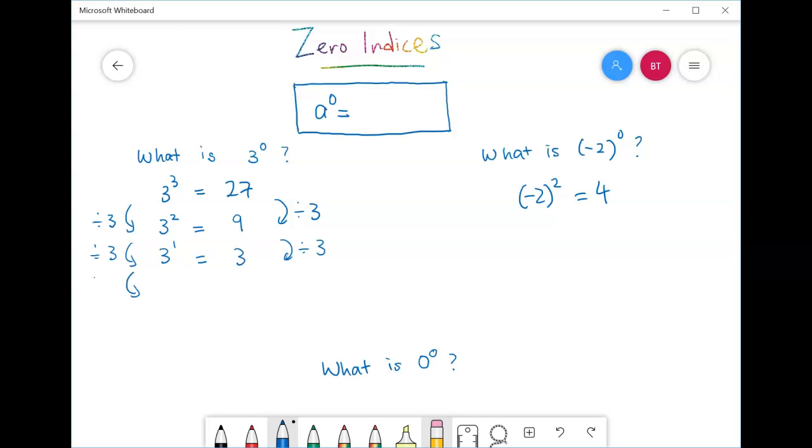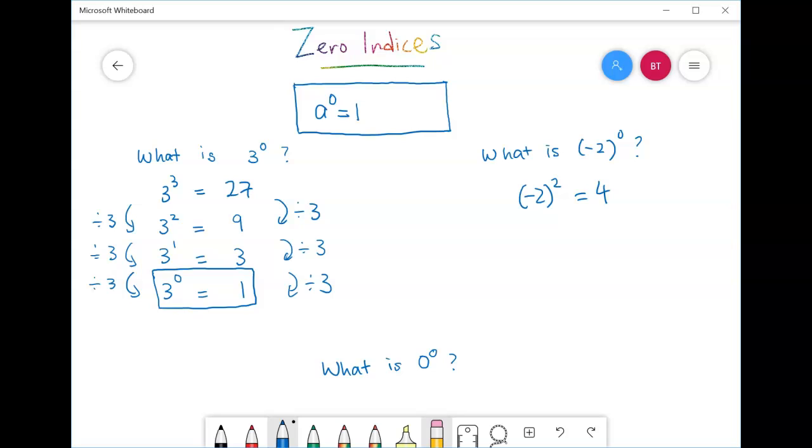And one last time, I divide by 3 on both sides again. 3 to the power of 1 divided by 3 is going to give me 3 to the power of 0. On the right hand side, 3 divided by 3 is going to give me 1. So 3 to the power of 0 is actually 1. And if you use a calculator, you should be able to confirm this observation. You can even extend this by trying what is 2 to the power of 0, what is 8 to the power of 0, and what is 200 to the power of 0, for example. And you're just going to get 1. So for now, I'm going to conclude that a to the power of 0 is 1.